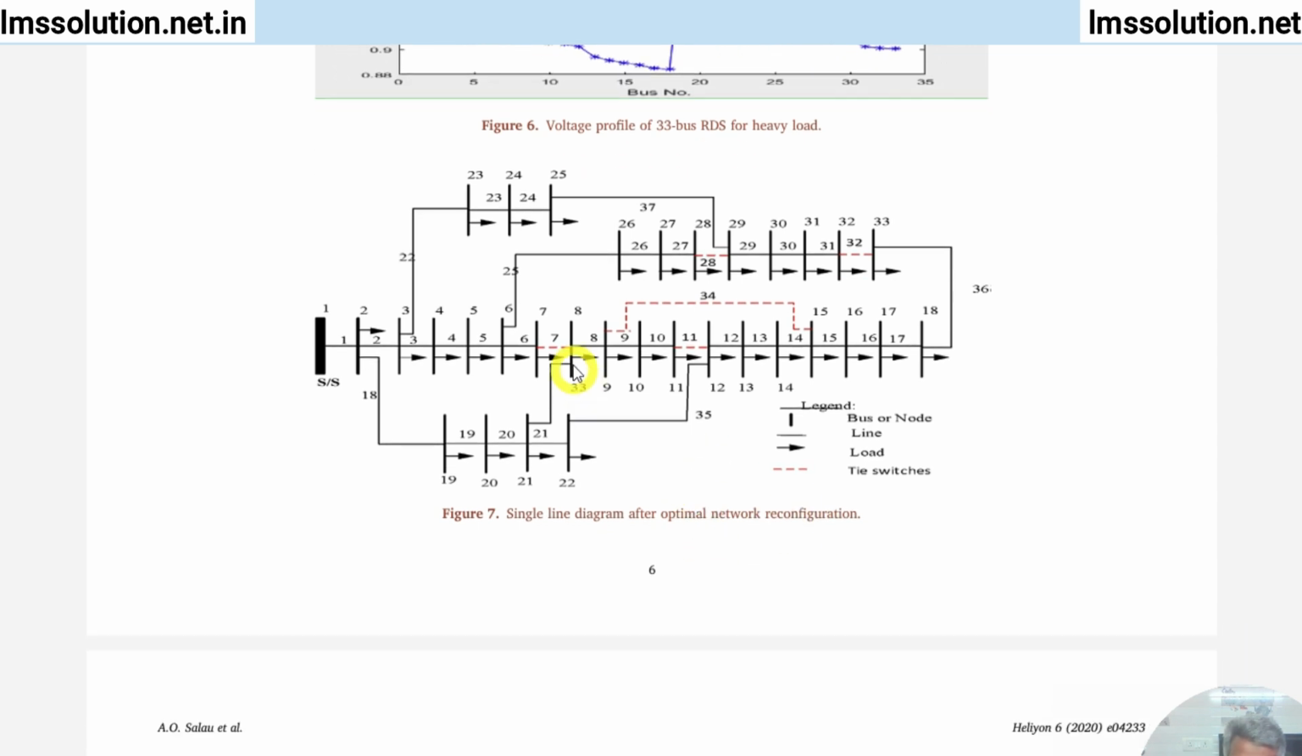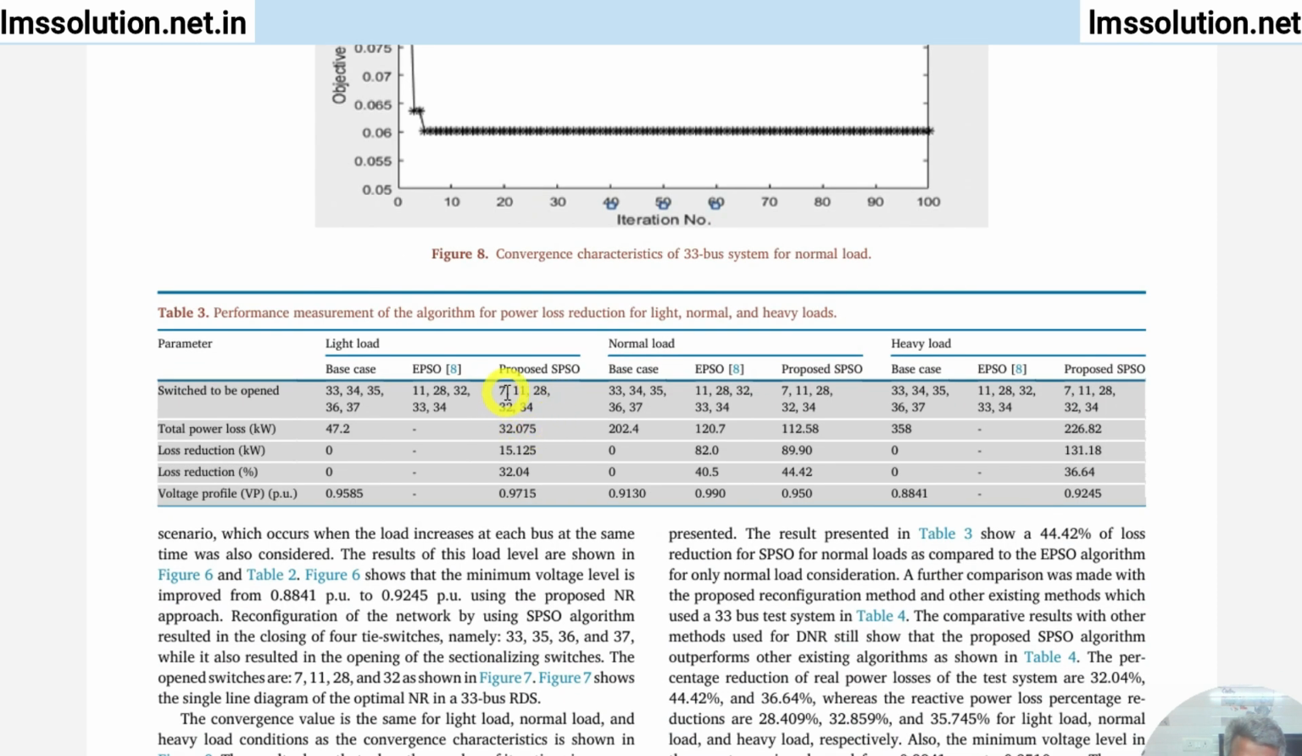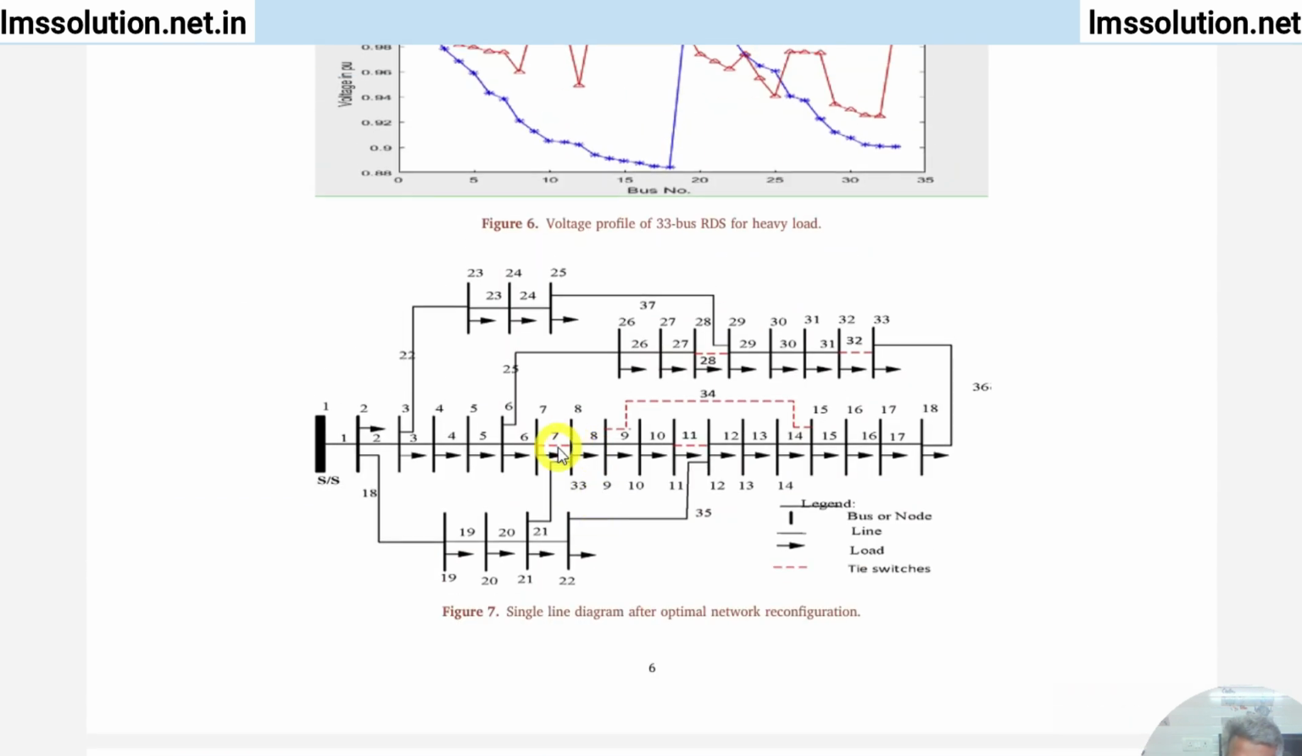Okay, so here you see this dotted line. In this paper they find out that the open sectionalized switches will be 7, 11, 28, 32, 34. So the 7 is shown in dotted line, and 28 is shown in the dotted line, 32 is shown in the dotted line, and 11 is shown in the dotted line. Okay, so this is the final sectionalized tie switch for the optimal power flow in the IEEE 33 system.